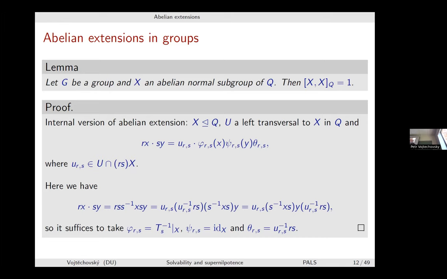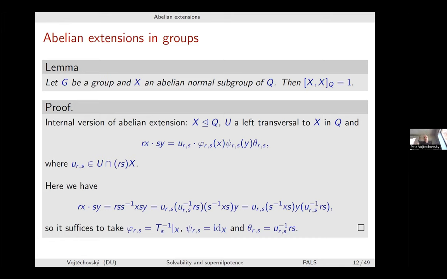And I exactly have the form now where I apply one automorphism. In fact, the conjugation here by S turns out that I need no automorphism, or there's just the identity for the second slot. And in the third one, the cocycle is just this particular expression. Okay. So that's the proof for groups.